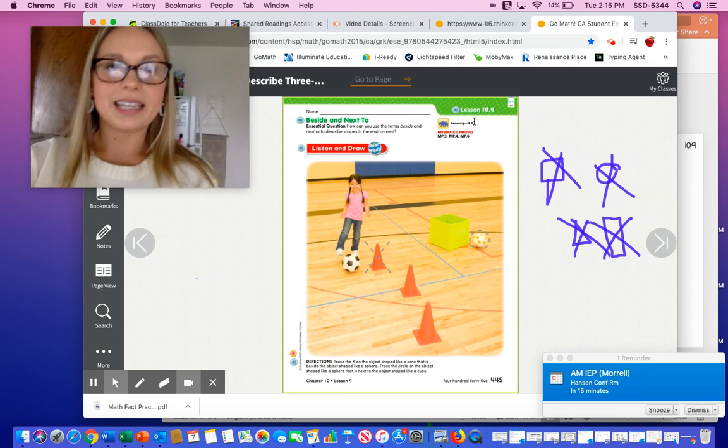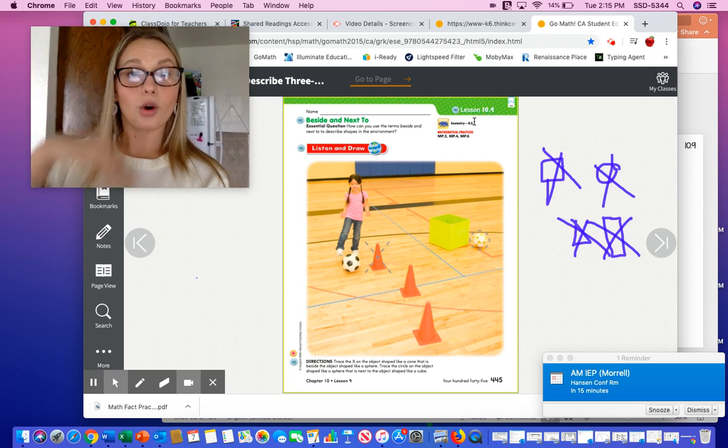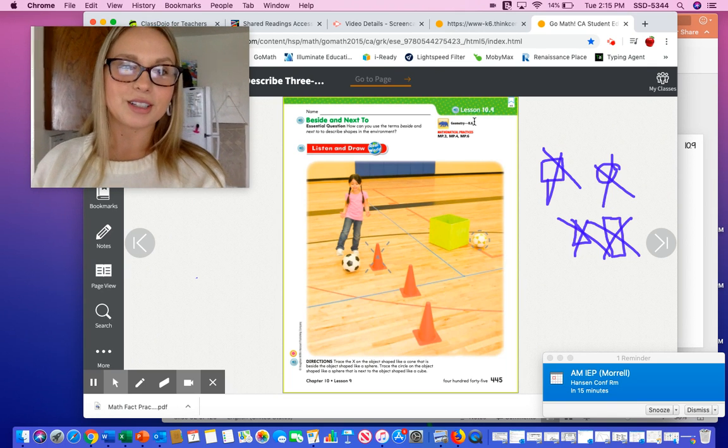Okay, I want you to find something in your house that is above or below and take a picture of it and put it on Class Dojo, okay?